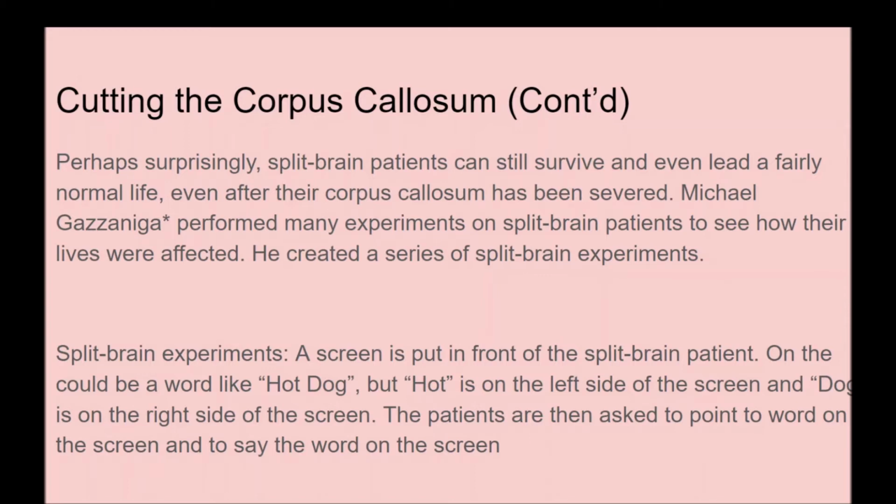So a screen is put in front of the split brain patient. On the screen could be a word like hot dog, but hot is on the left side of the screen and dog is on the right side of the screen. The patients are then asked to point to the word on the screen and then say the word on the screen.